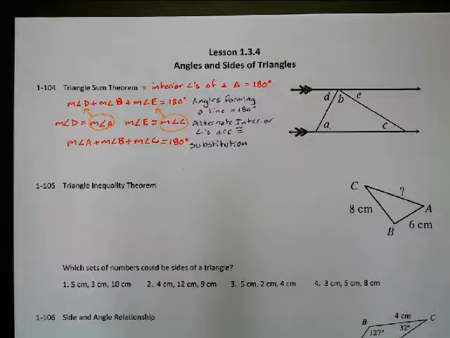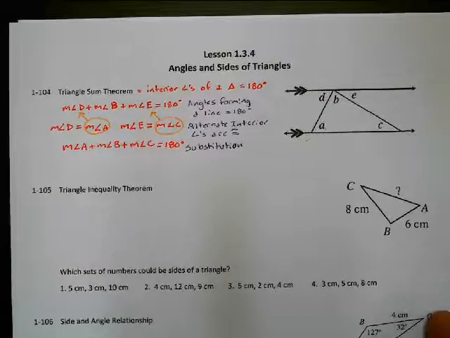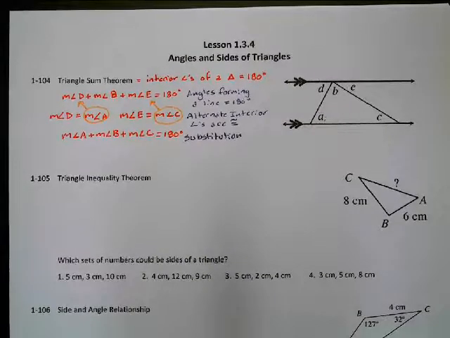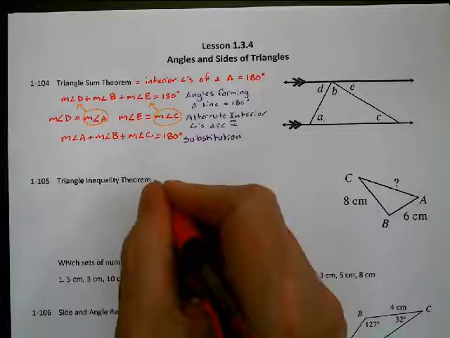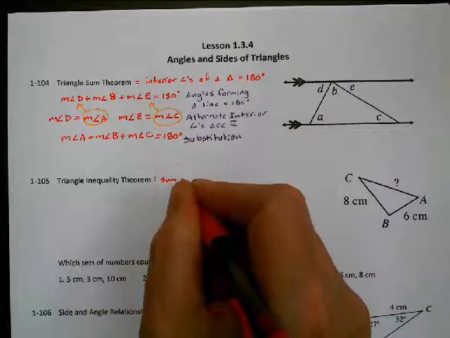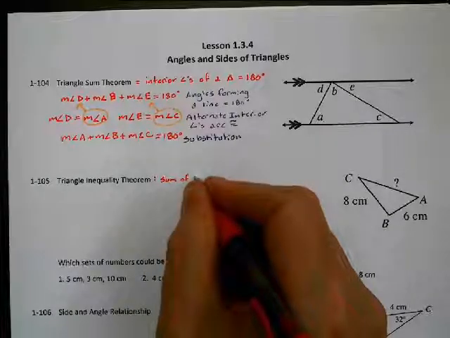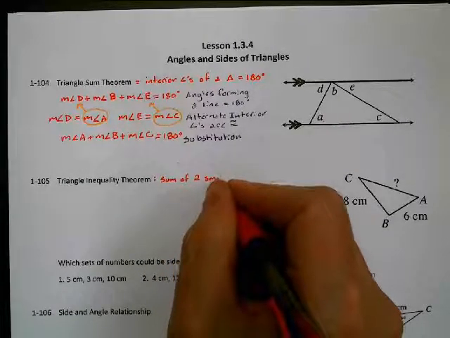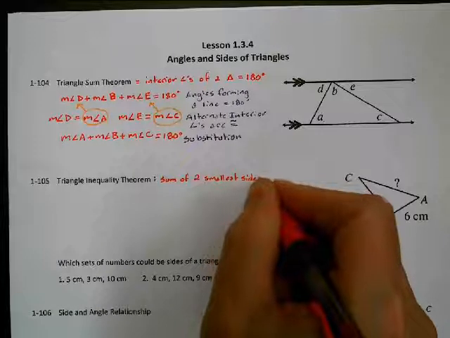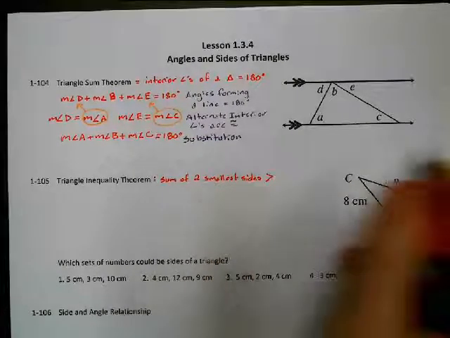Triangle inequality theorem. The triangle inequality theorem says that when you've got a triangle, the sum of the two smallest sides has to be bigger than the third side. So I'm going to write that down and explain what that means. The sum of the two smallest sides has to be bigger than the largest side.